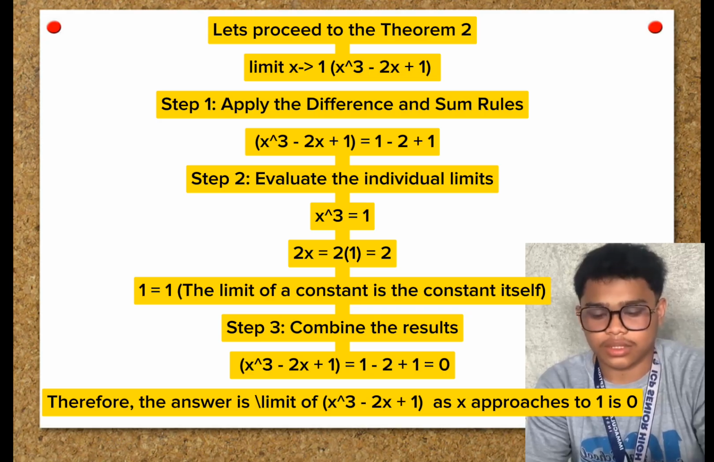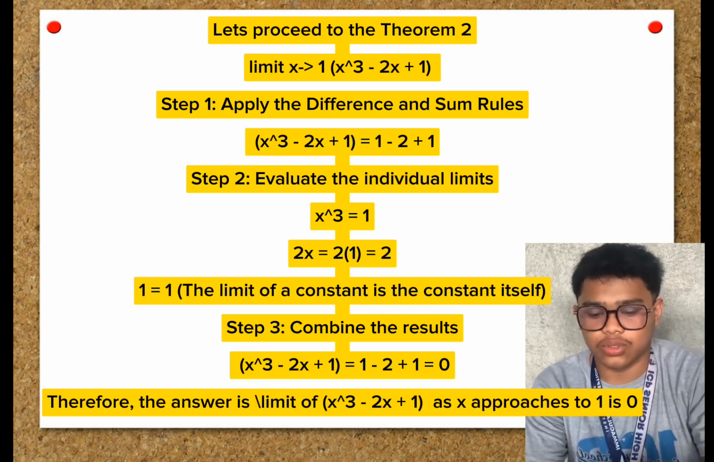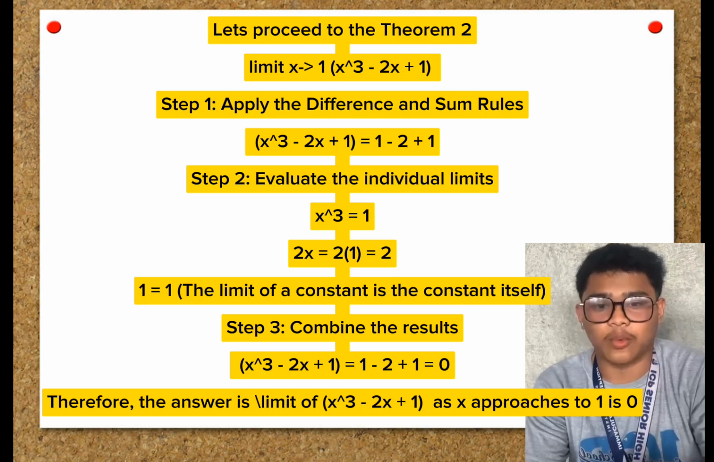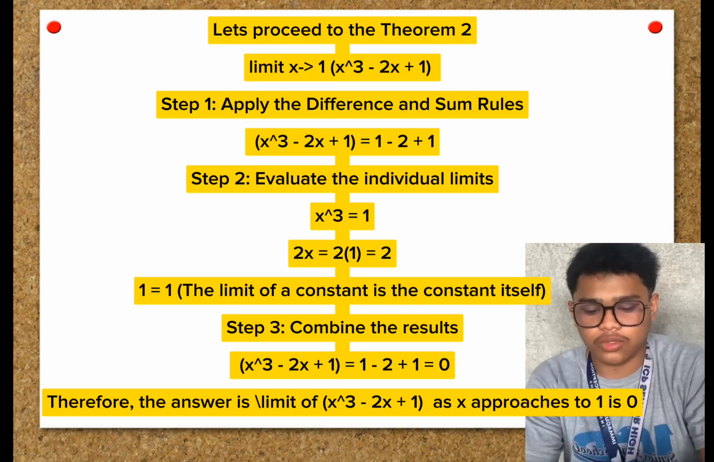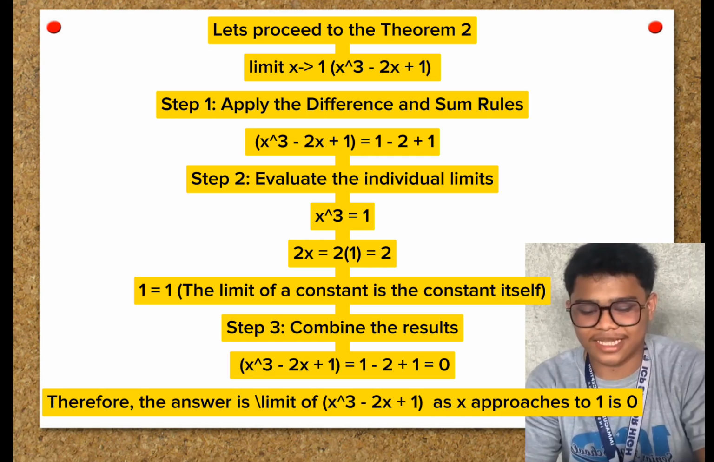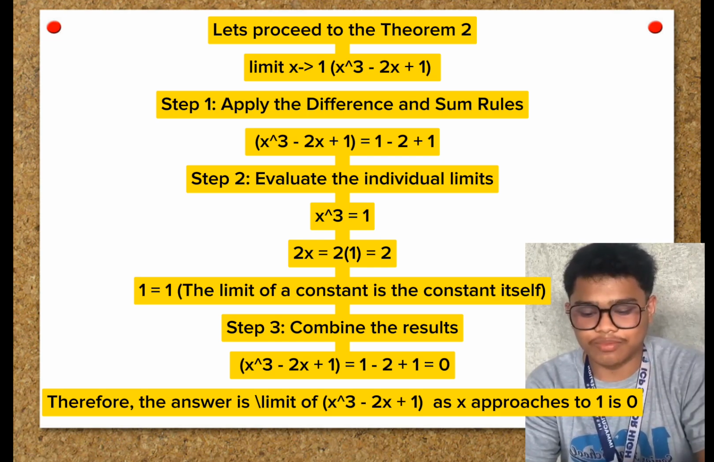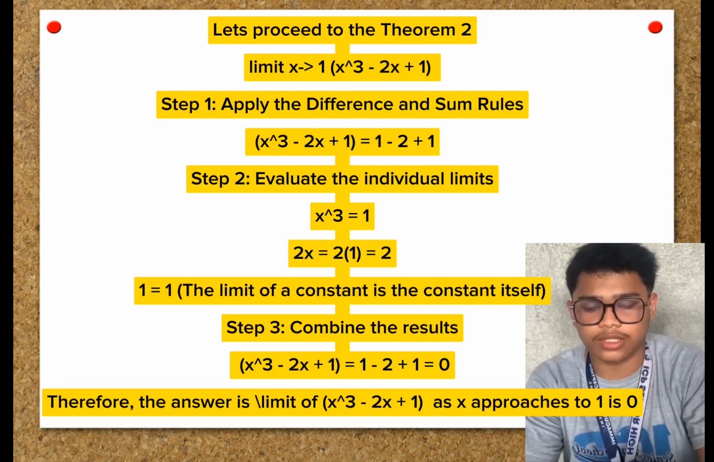Step 3. Combine the results. Substitute the results from step 2 into the equation from step 1. The limit of x cubed minus 2x plus 1 equals 1 minus 2 plus 1 equals 0. Therefore, the answer is: the limit of x cubed minus 2x plus 1 as x approaches 1 is 0.